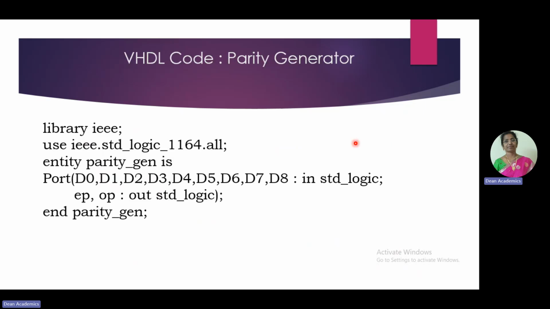Now let us see the VHDL code for this parity generator. A library IEEE. This is library declaration with these two lines as we know, and entity declaration.